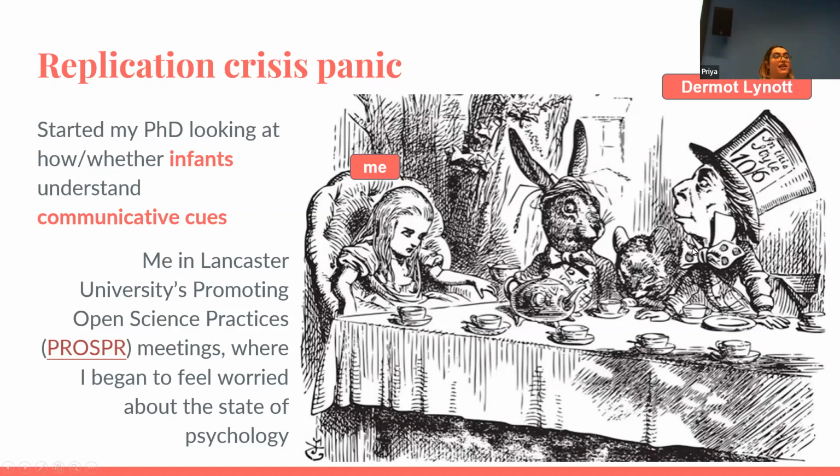But parallel to this, I was also just starting to learn about open science and getting terrified and excited. Lancaster University luckily had this open science working group called Prosper, promoting open science practices. This is where I started to learn about the replication crisis and became a little bit terrified, because I was a new PhD student, not knowing where to take my work and feeling like I couldn't rely on the research that had been published already to build on, because I wasn't sure if any of it was even true in the first place. So I was just terrified and not knowing where to start.